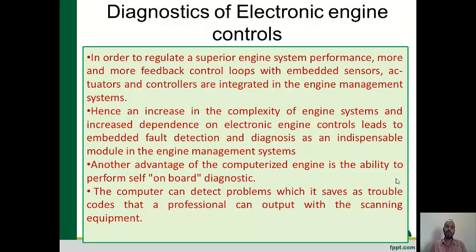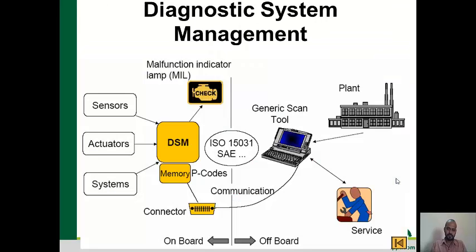So if any problem is there, according to the problem, it will put a particular diagnostic trouble code. For example, P0001. There are different diagnostic trouble codes: P codes, C codes, and B codes. P codes are related to powertrain errors, C codes are related to chassis errors, and B codes are related to body errors.